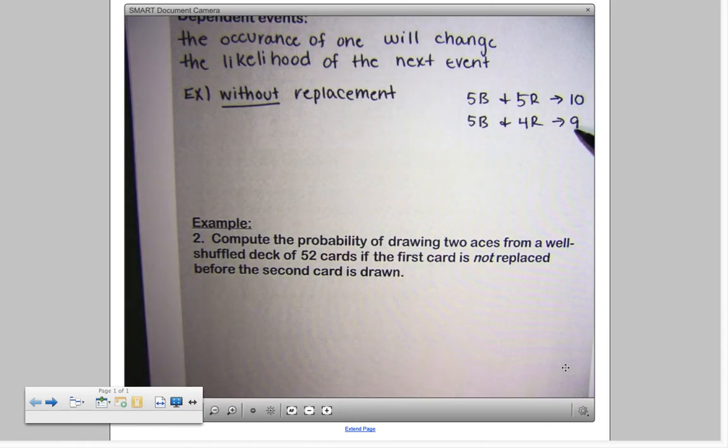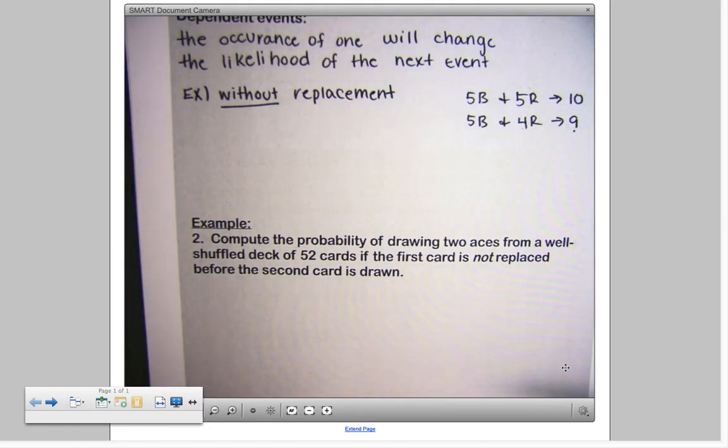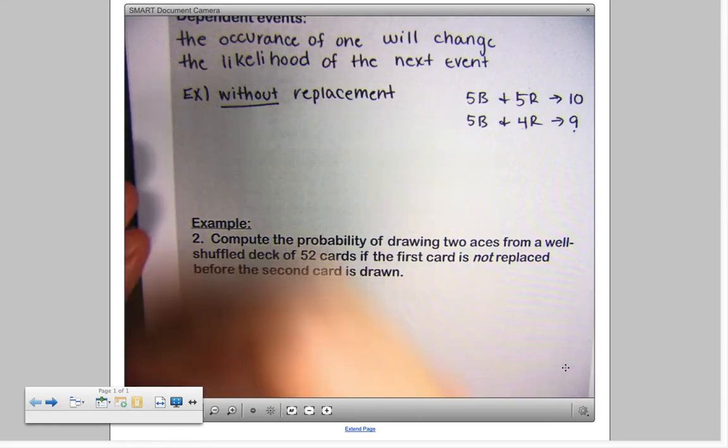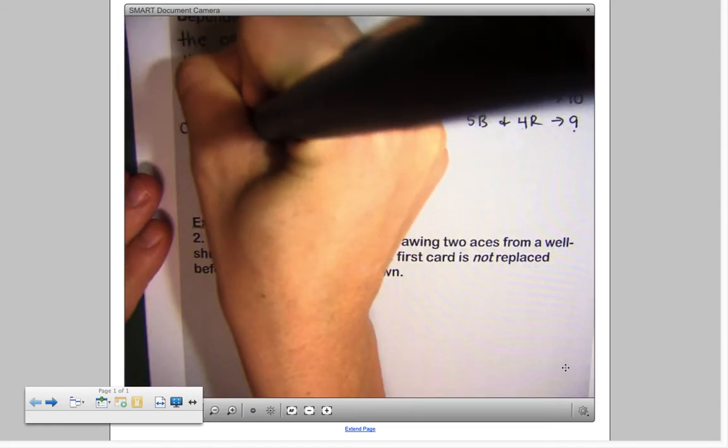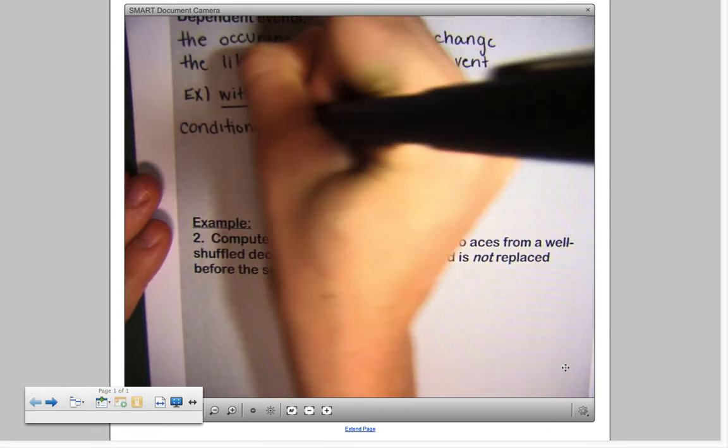Okay, so for my second draw, my total number of outcomes changed since I did not replace that marble. So not replacing this changes the total number for the second one. Okay, this is called conditional probability.